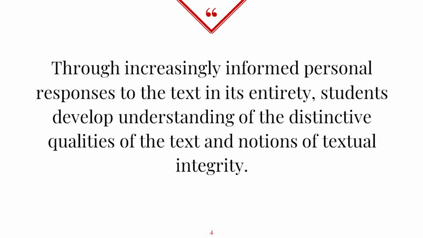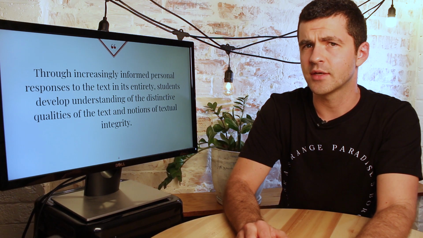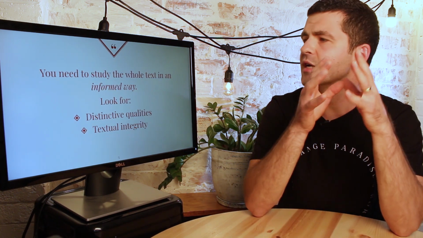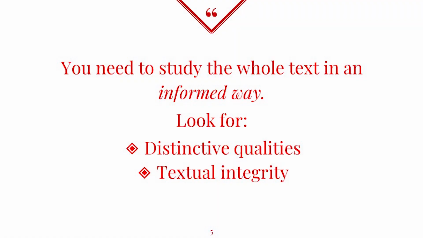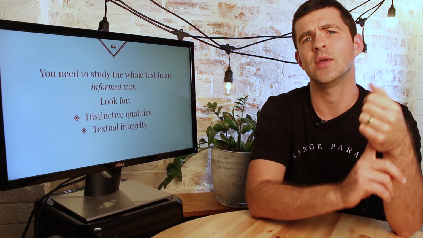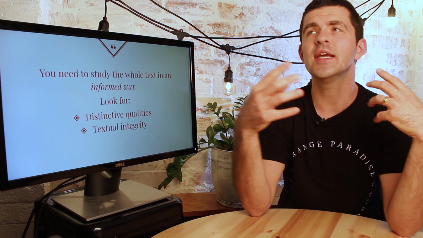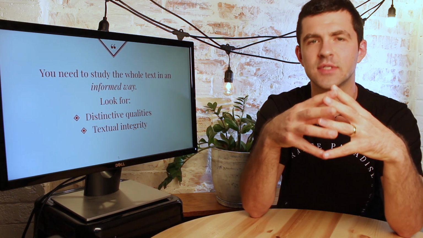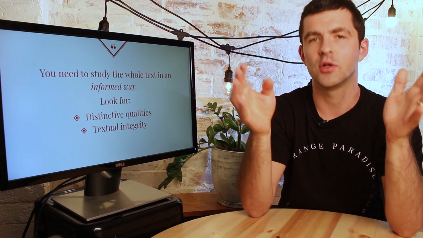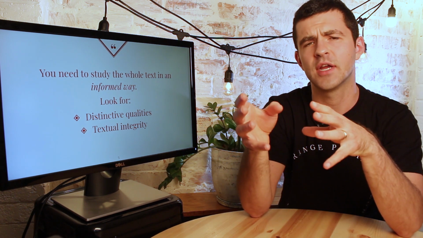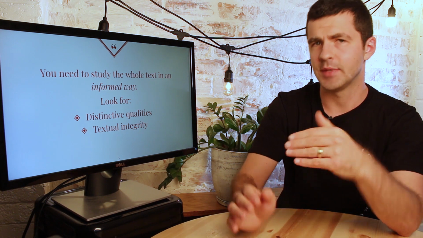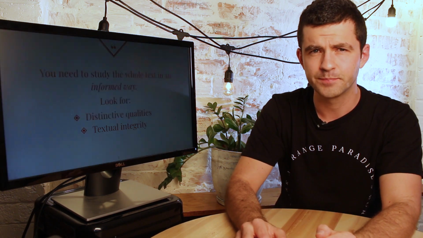Through increasingly informed personal responses to the text in its entirety, students develop understanding of the distinctive qualities of the text and notions of textual integrity. That's a new concept here, textual integrity. But you need to study the whole text in an informed way, looking for distinctive qualities, what makes it unique, what makes this story unique, what makes it special, and textual integrity, essentially how the whole thing holds together within itself and with the culture around it. But we'll dive into what textual integrity is in a lot more detail a little bit later on, because it needs a bit more unpacking.